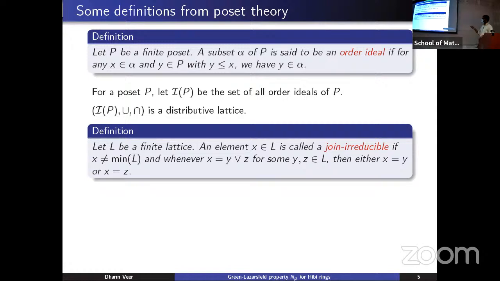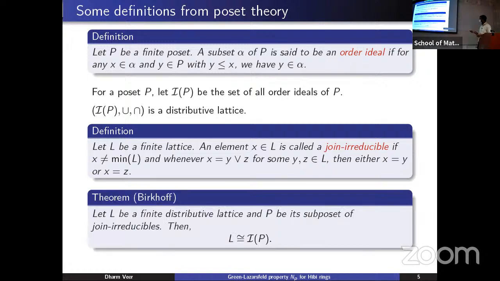Now let's use these two definitions and state the theorem of Birkhoff. Let L be a finite distributive lattice and P be the subposet of join irreducibles. Then L is isomorphic to I(P), and we have already observed that I(P) is a distributive lattice. We will use this theorem of Birkhoff to define Hibi rings. I've defined everything for finite posets and finite distributive lattices only, so a remark: throughout this talk, all posets and distributive lattices will be finite. Now let's proceed toward the definition of the Hibi ring.